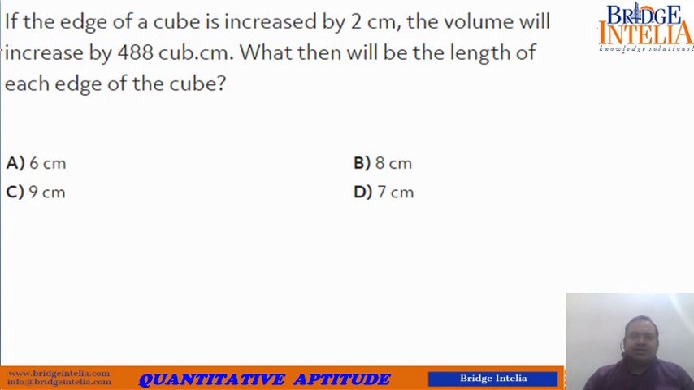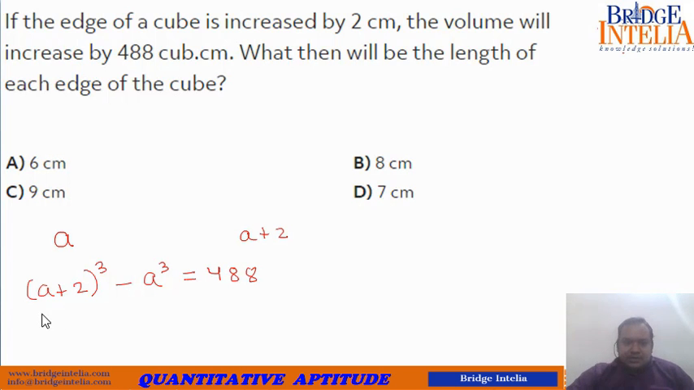Let's move to the next one. If the edge of a cube is increased by 2 centimeter, the volume will increase by 488 cubic centimeter. What then will be the length of each edge of the cube? So let the original length of the edge be A. It was then changed to A plus 2. So what is being said? It is said that the increase in volume, new volume minus old volume, is this much. So this is the change in volume. So this is equal to 488. So let's find out the value of A.